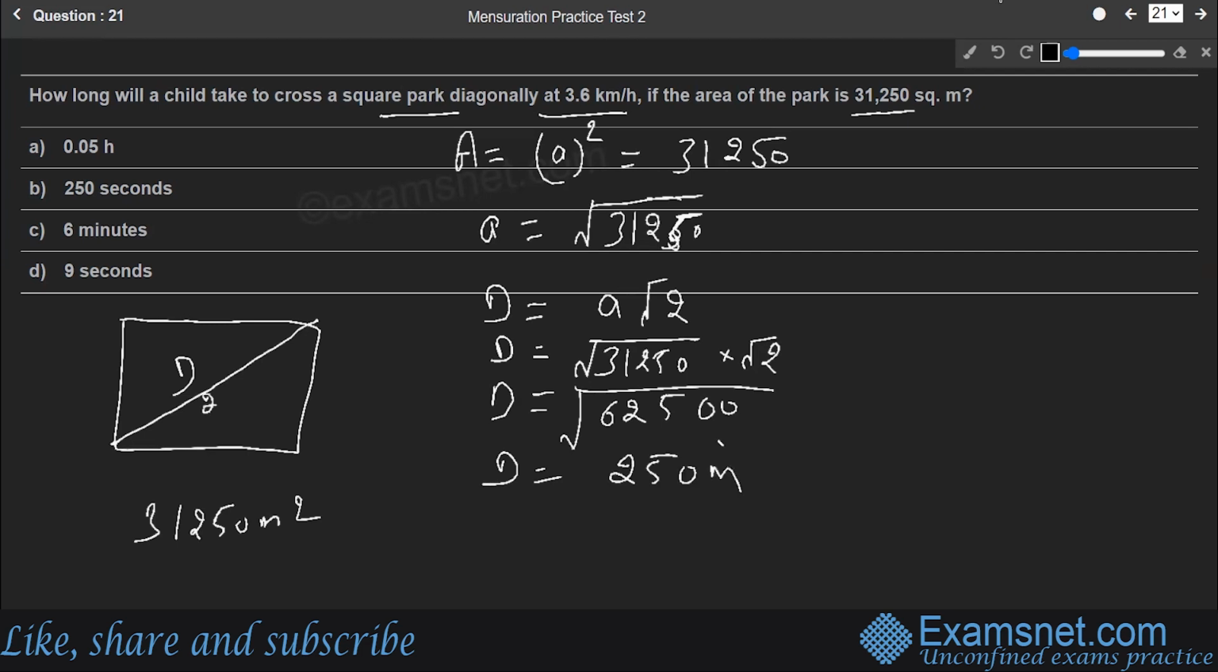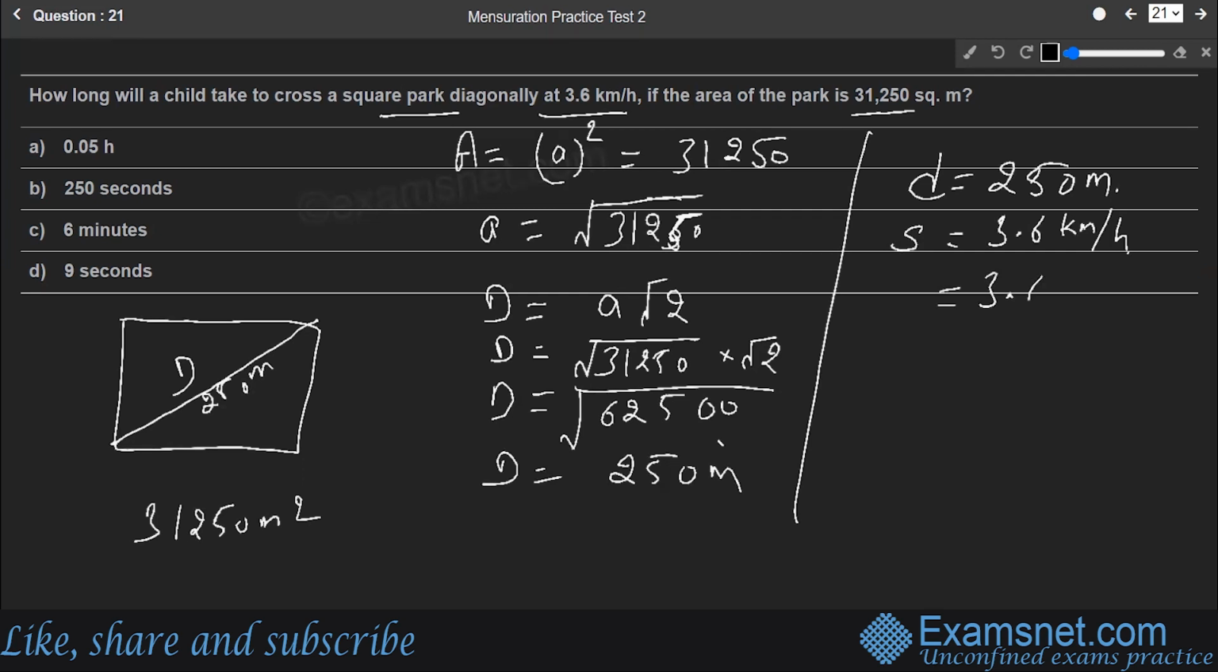Now clearly we have got a distance value as 250 meter, to be traveled by the child. The speed of the child is given as 3.6 kilometer per hour. We can convert this speed into meter per second by multiplying it by 5 by 18. So speed is 3.6 into 5 by 18. This 5 by 18 is a factor that converts kilometer per hour into meter per second.